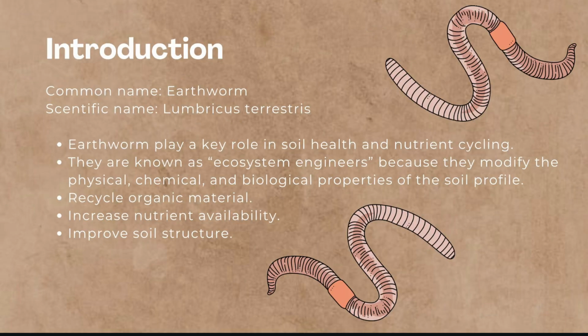Okay, to get started, the introduction. The common name that most people know it as is the earthworm. The scientific name is Lumbricus terrestris. The earthworm plays a key role in soil health and nutrient cycling. They are known as ecosystem engineers because they modify the physical, chemical, and biological properties of the soil profile. They recycle organic material, increase nutrient availability, and improve soil structure. Those are some of the few different things that earthworms do.